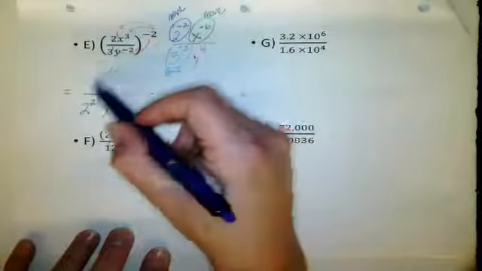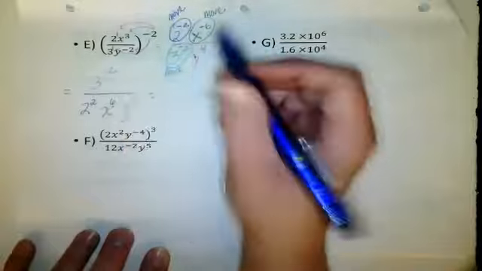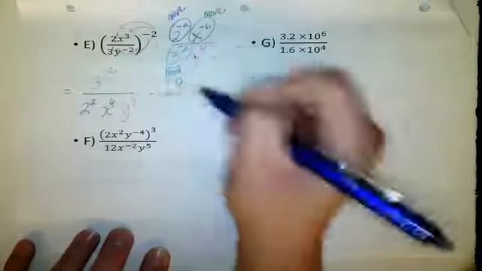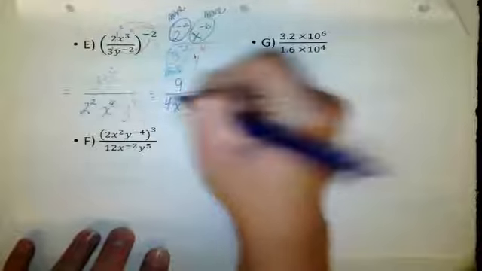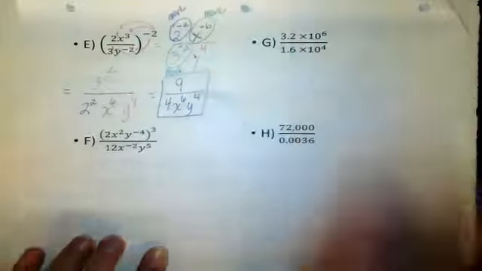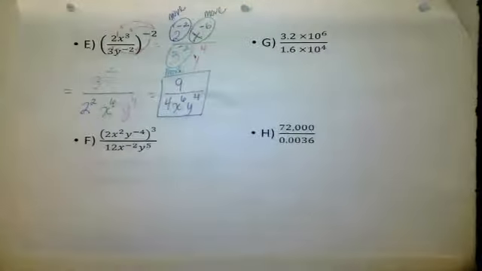The last thing we can do is just, what is 3 squared? 9. 2 squared is 4. X to the 6th, y to the 4th. And that's our final answer. Okay?